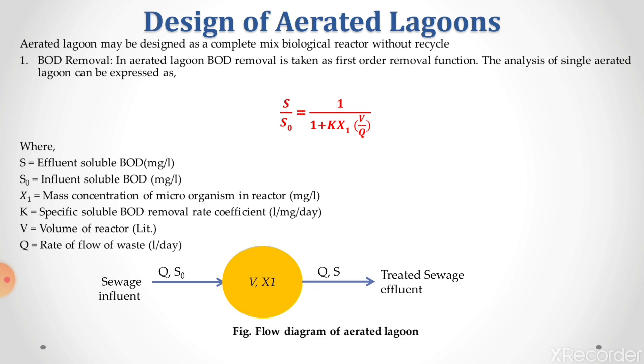This is the flow diagram of the aerated lagoon, where the sewage influent with the Q and S0, that is influent soluble BOD, is discharged into the aerated lagoon, where V stands for the volume of reactor and X1 is the MLSS concentration present in the aerated lagoon. After leaving the system, the same volume Q will get discharged, and S will be the effluent BOD, which is the BOD of the treated effluent.